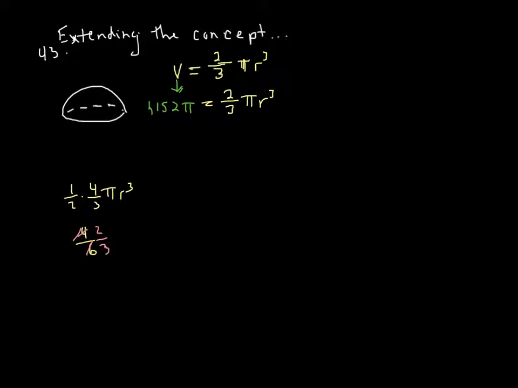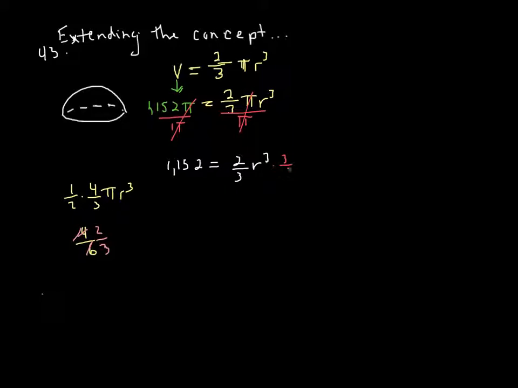Okay, I'm going to go ahead and solve this one. Let's see what we get. First thing I'm going to do is divide by pi on both sides and get those to cancel out. I'm going to be left with 1,152 equals 2/3 r cubed. And to get rid of a 2/3, we could do it in 2 steps, multiply by 3 on both sides, and then divide by 2 on both sides.